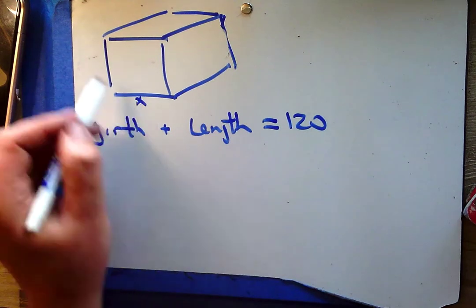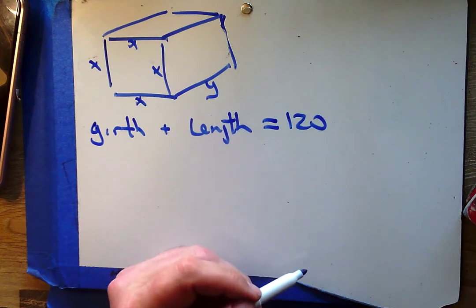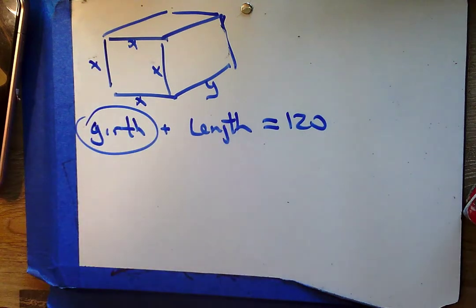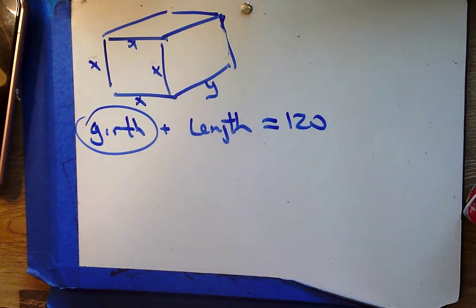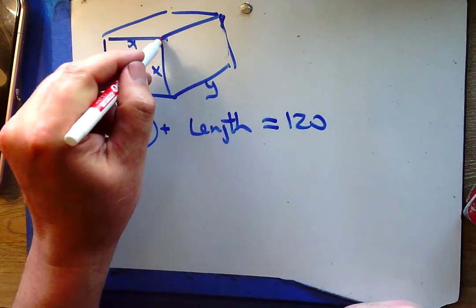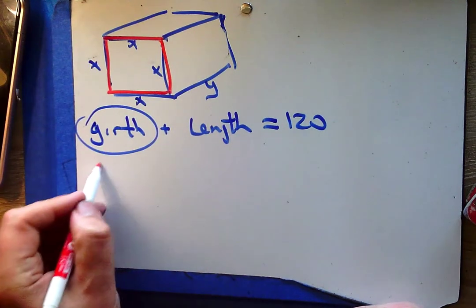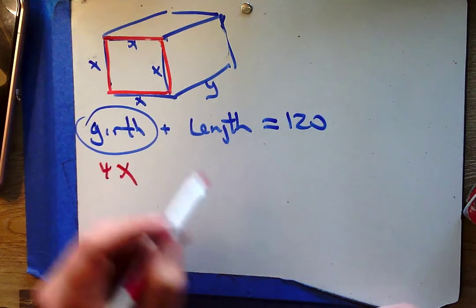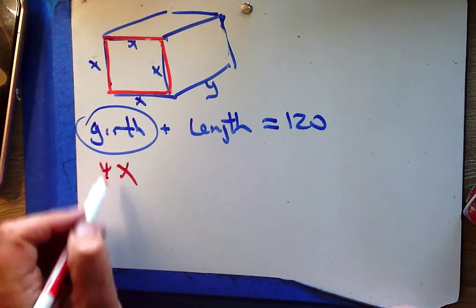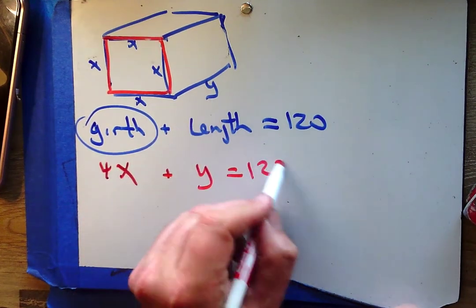Okay. This is a square-based box, and it has a length. Now, girth is the perimeter of the cross-section. So this is the girth. The girth in this problem is 4x. x plus x plus x plus x. The perimeter of that cross-section is the girth. Plus the length is 120.